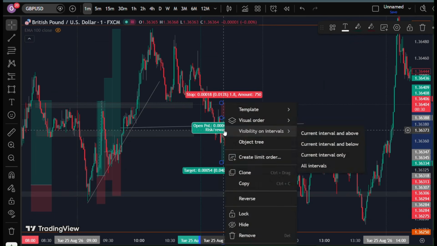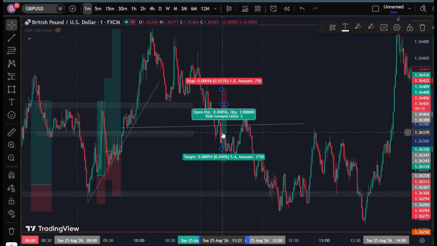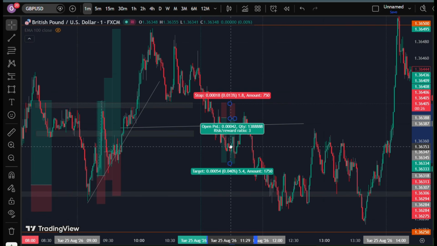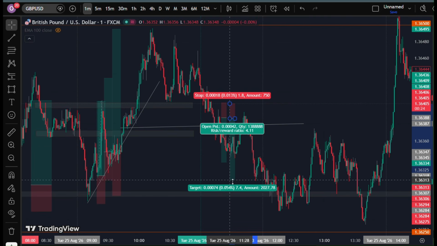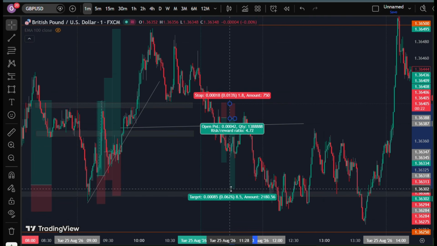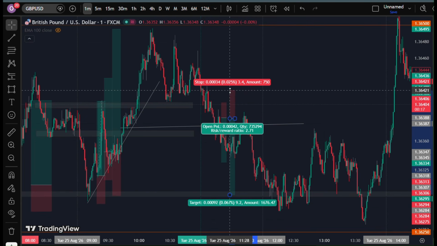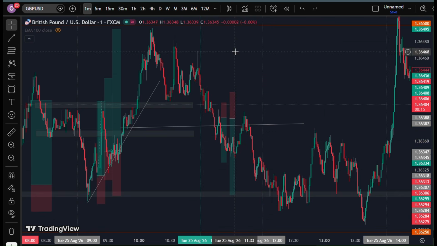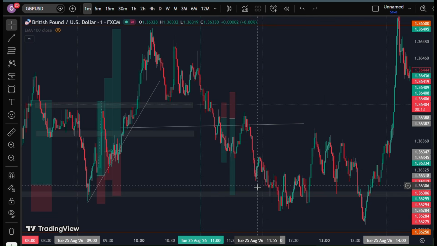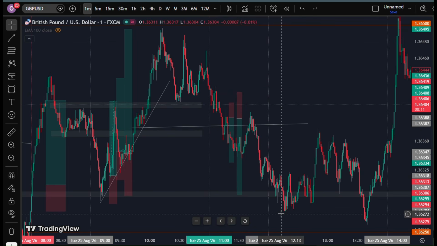I also had another entry because I did not trust that first entry. So I had another entry going all the way to this level. This one was approximately 1 is to 2.5 or 1 is to 3. So that was the dynamics of this short you're seeing here.